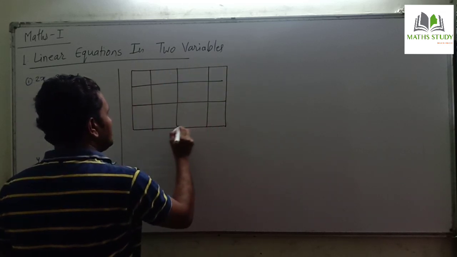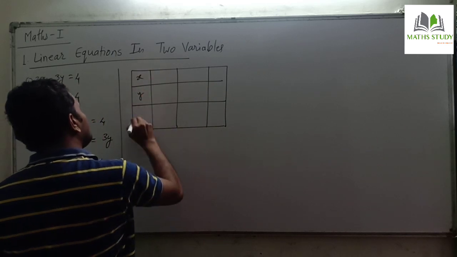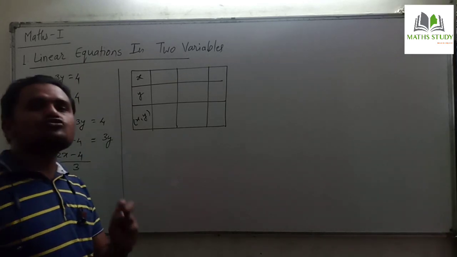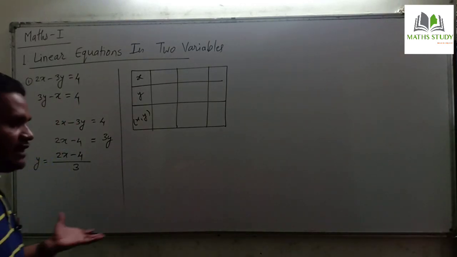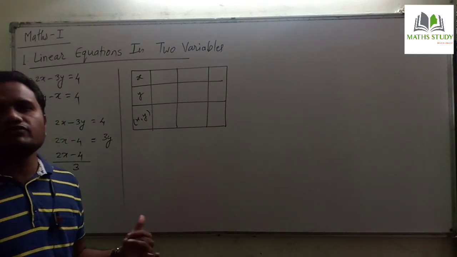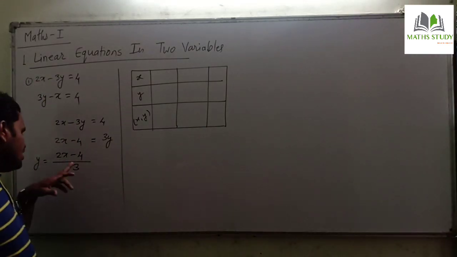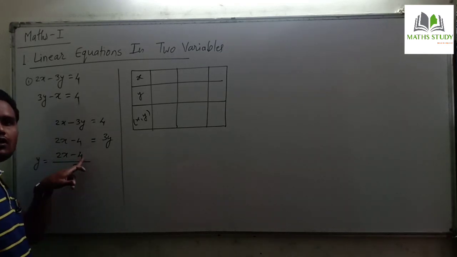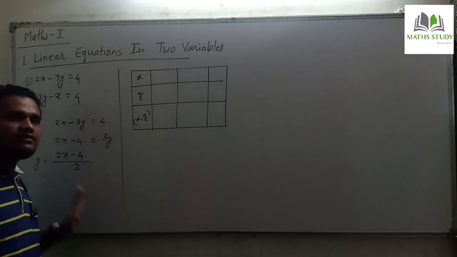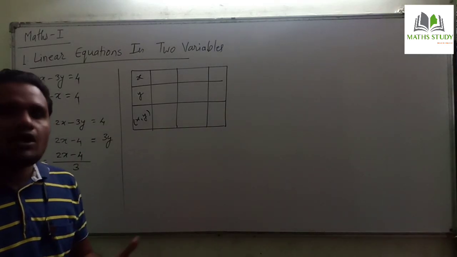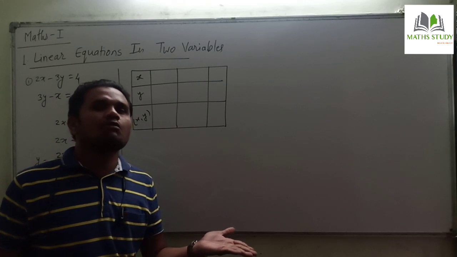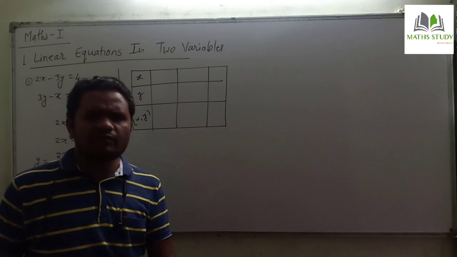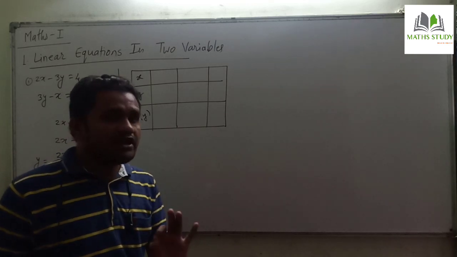Now here the main question of the students comes, the difficulty they frequently ask me about: how to choose numbers. For example, by the experience of the earlier question, if you simply put 1, what will happen? 2 ones are 2, 2 minus 4 is minus 2, and minus 2 by 3 will be some negative decimal number, not a whole number. You can plot that negative decimal number also, but it is complicated.